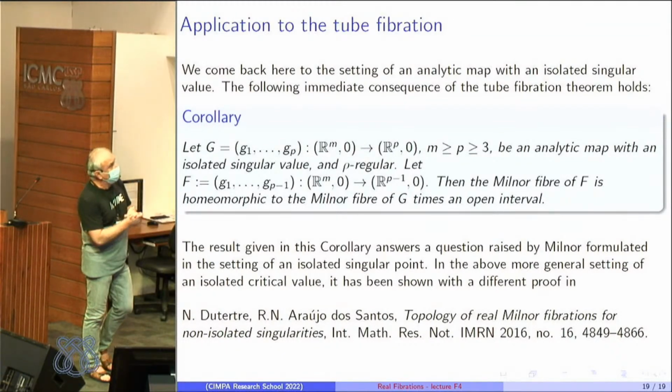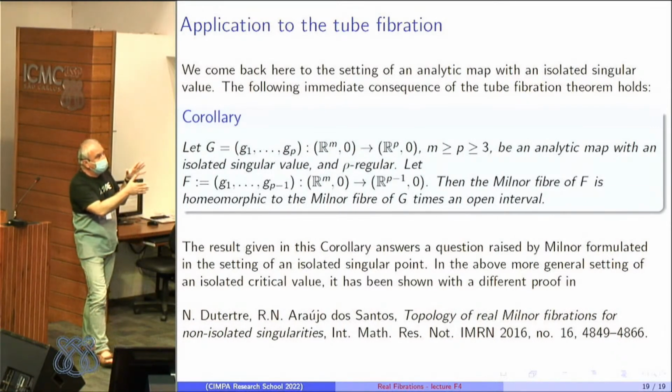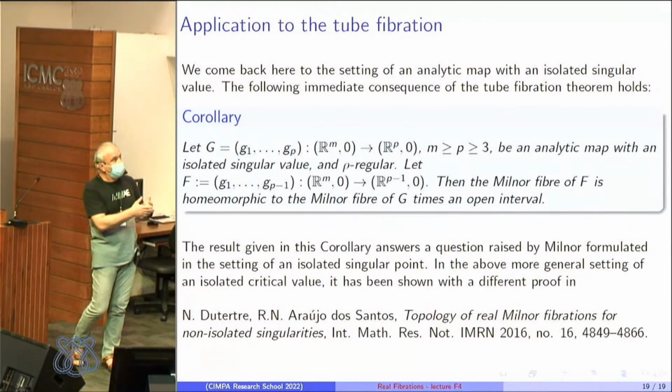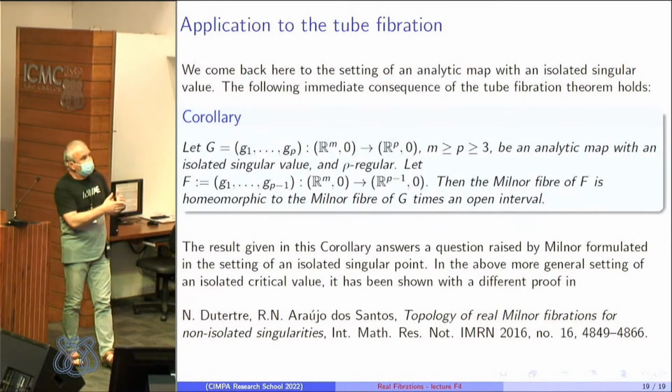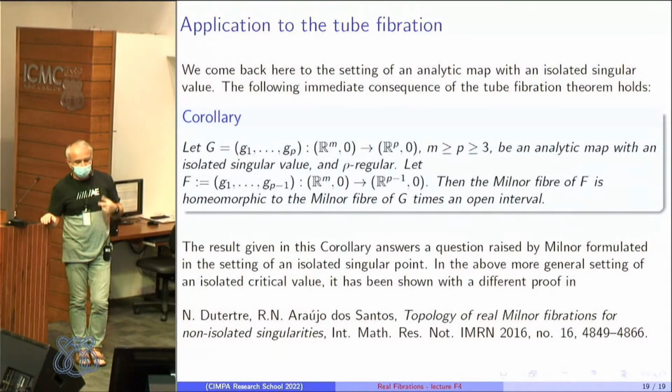And so what was the point? You have a map from Rm to Rp, but you have row regularity. And then you take only the first p minus 1 components. Instead of p components, you take the first p minus 1 components.